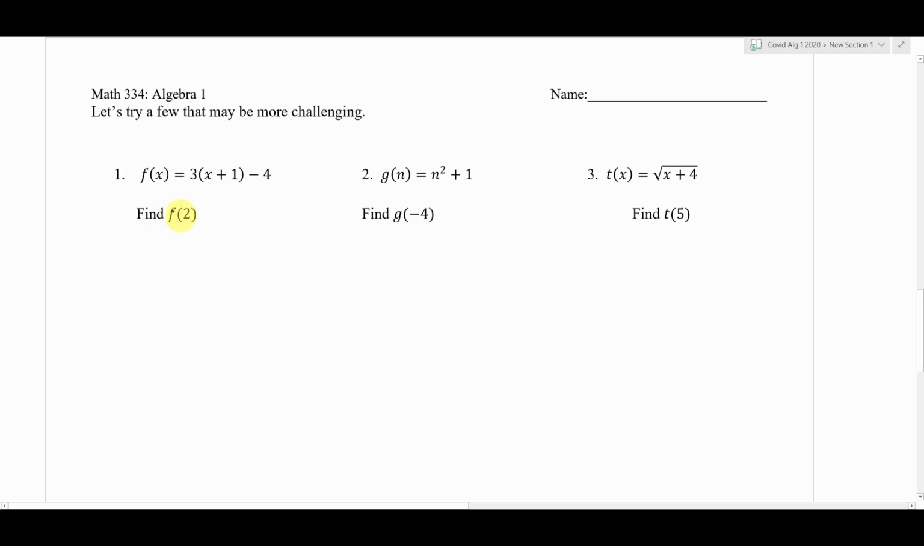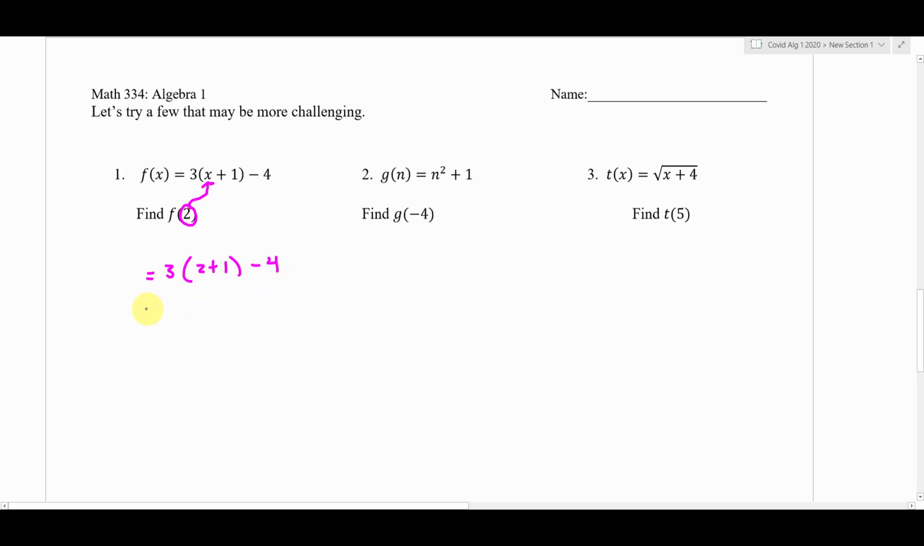All right, so when I look down here, it says find f of 2. That means I'm taking this 2, that's my input, and it's going to go in here for x. So I'm going to rewrite my rule with that replacement. I'm going to say 3, and then instead of an x, I'm putting in a 2, so I have 2 plus 1 minus 4.